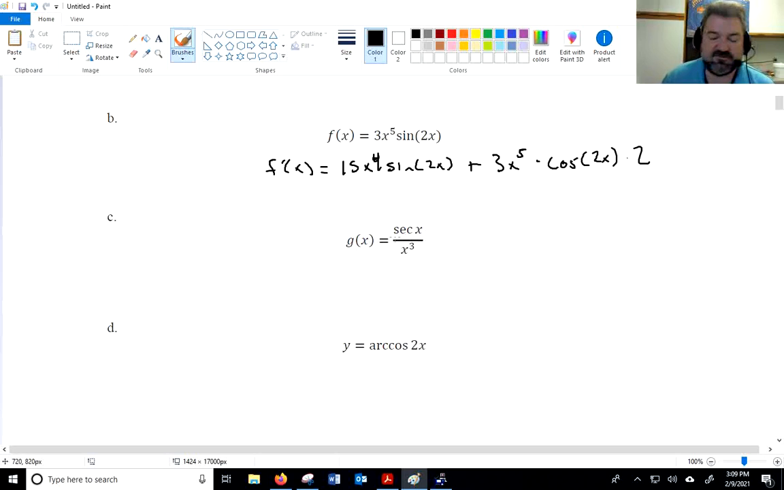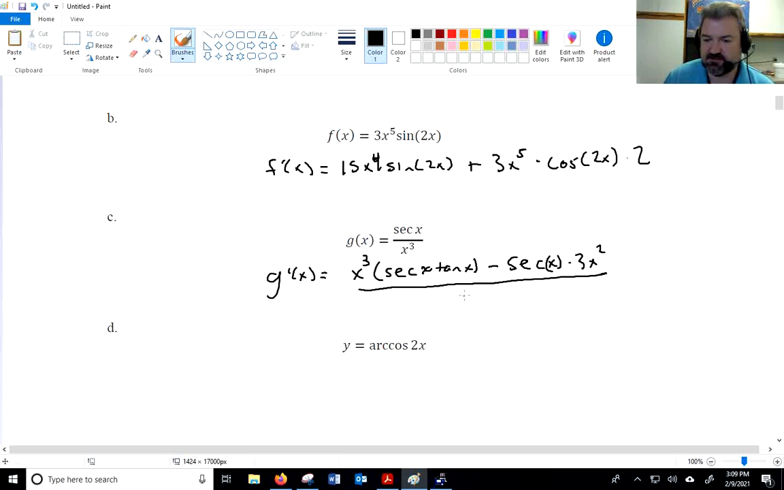All right, next one, we have to do the quotient rule. So g prime of x is equal to low d high. The derivative of secant is secant tangent, minus high d low, all over low low. And you can see how we could actually quickly remove a couple of x squareds, making this just x secant x tangent x minus secant x times 3, all over x to the 4th.